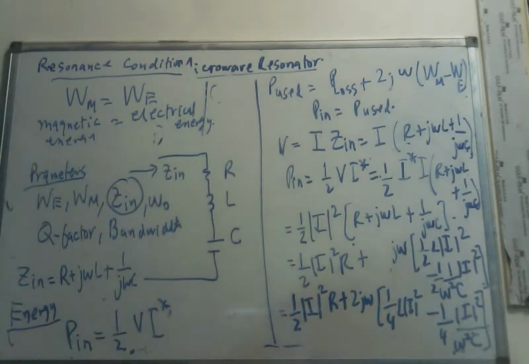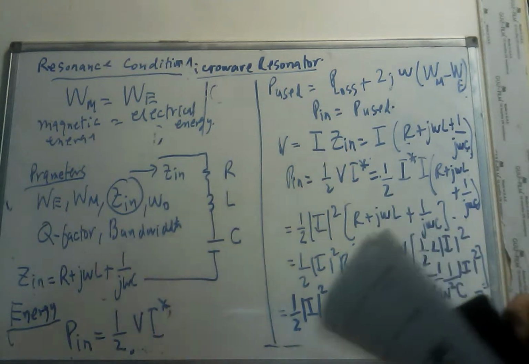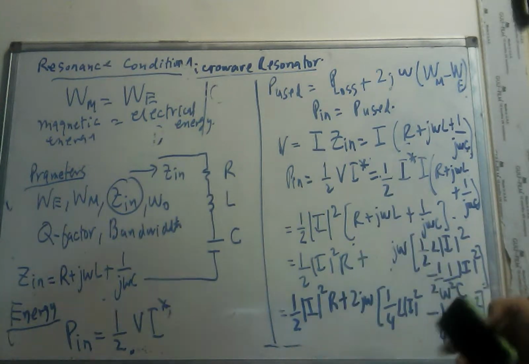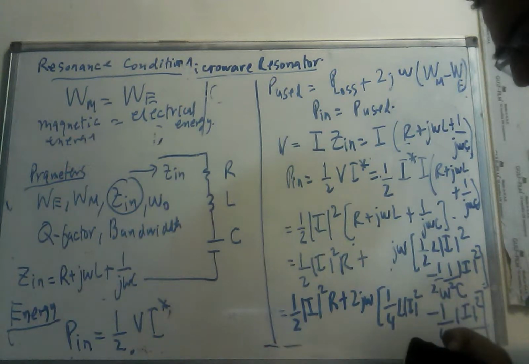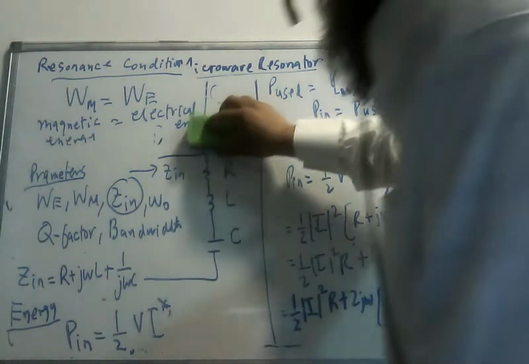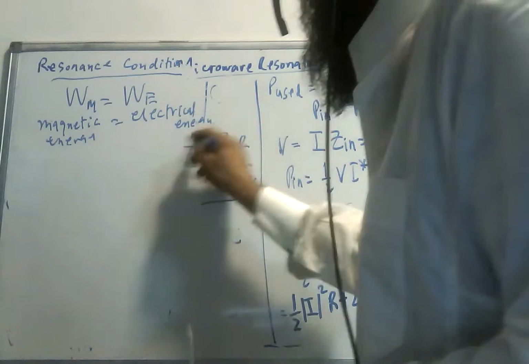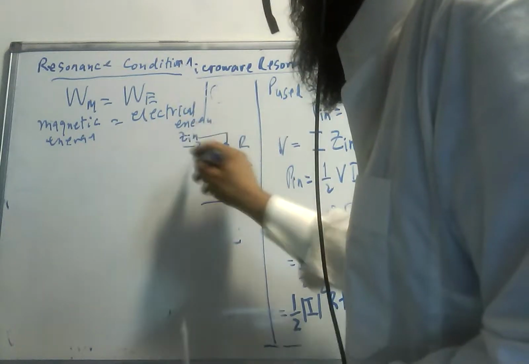Now why are we doing this? Because we need to get the other parameters, which include the resonance condition and the quality factor, etc. So let me just delete this here, and I'm calculating. So this is my current.